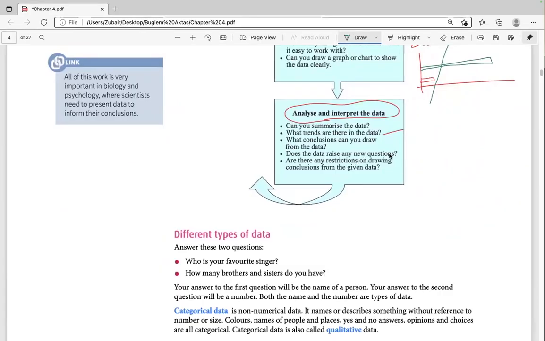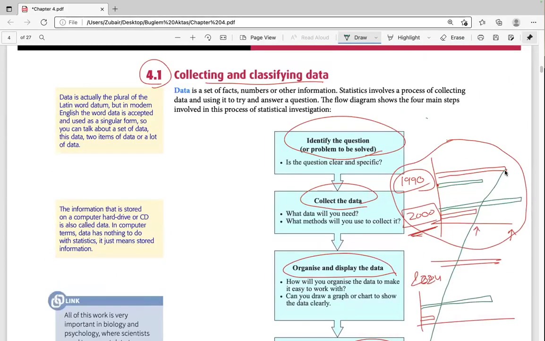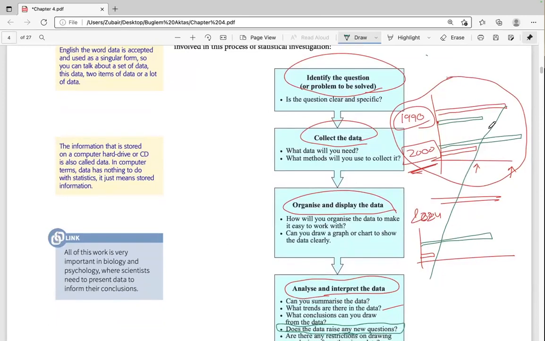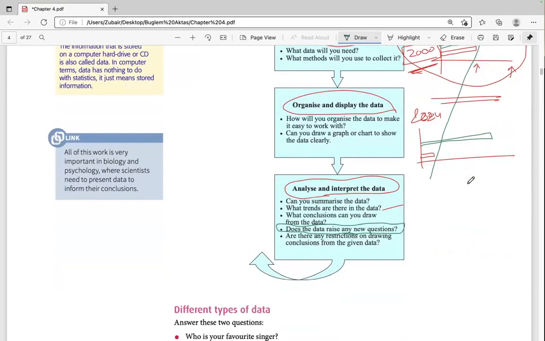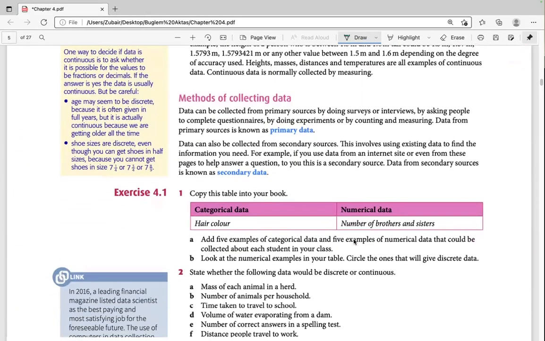Does the data raise any new questions? Okay, it may raise a question in this case that we are happy that the death rate is decreasing, medical facilities are improving, awareness campaigns are improving, but why is the birth rate constantly going up? It may raise this new question. So either the mode of data is different, or we need to put in some campaigns in that area too. So are there any restrictions on drawing conclusions from the given data? That depends. Let's try a few questions and we'll see.